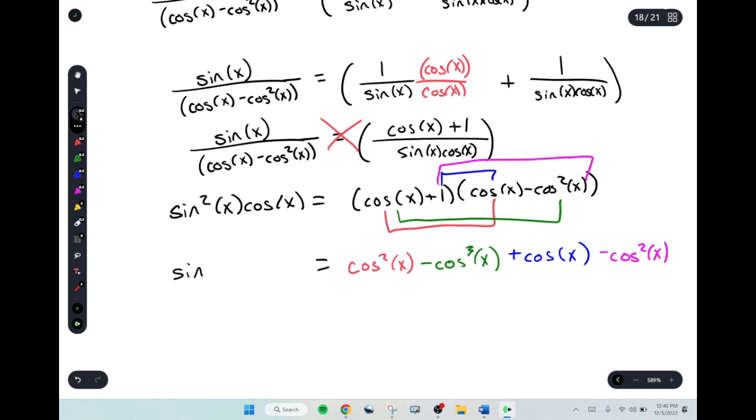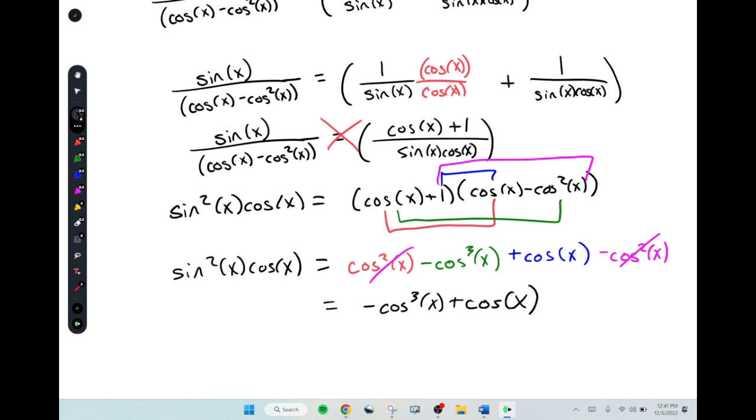So now we've got sine squared of x, cosine of x, equals, 2 of those go away, equals negative cosine cubed x plus cosine x. Oh, shoot! There it is. Ding, ding, ding. Neil saw it way before me. Anybody see it without having to write it right now? What? You see it?